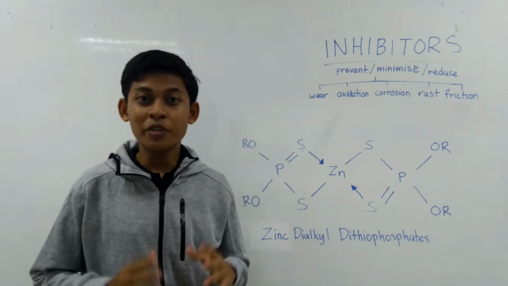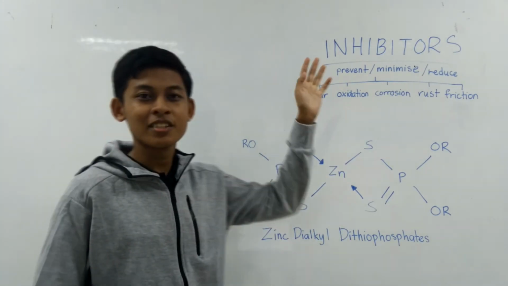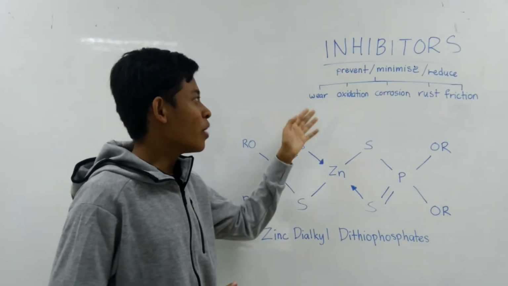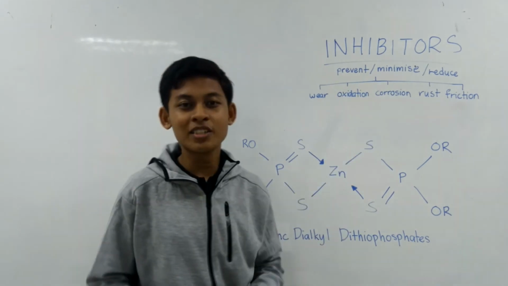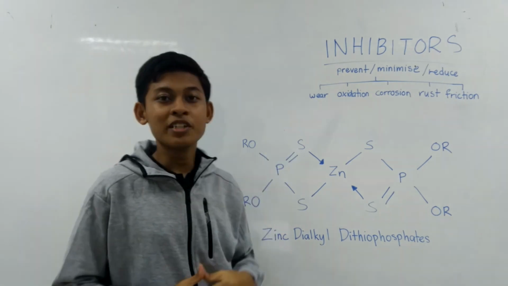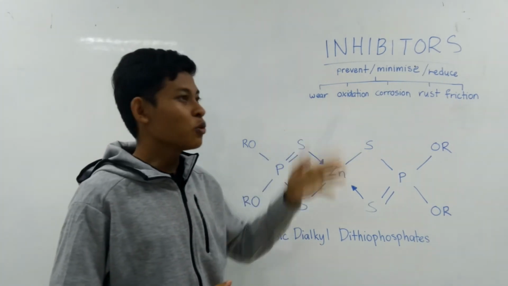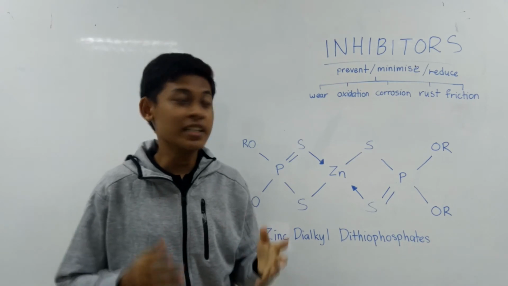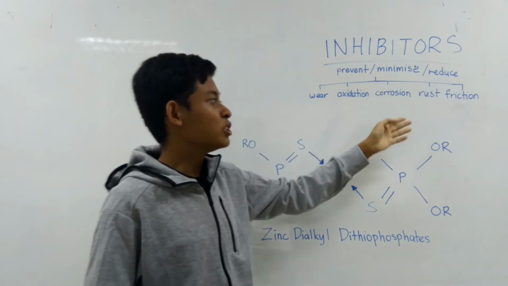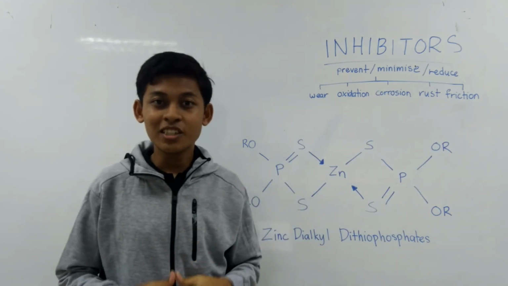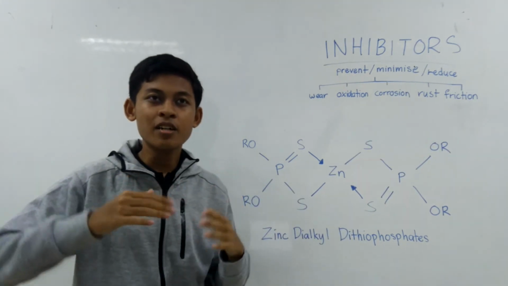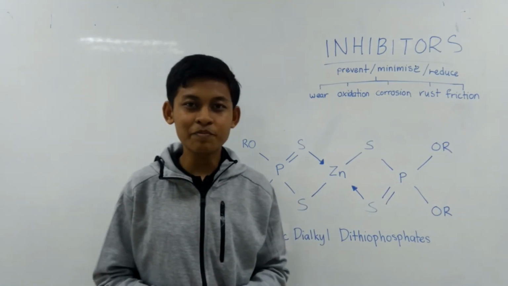Another type of lubricant additive is the inhibitors. Inhibitors are used to prevent, minimize, and reduce wear, oxidation, corrosion, rust, friction, and foam. It reduces the wear of the components inside the engine. It slows down the degradation of the engine oil by preventing oxidation. It minimizes corrosion and rust of the components in the engine, and it reduces friction by providing a thin layer between the moving components of the engine.